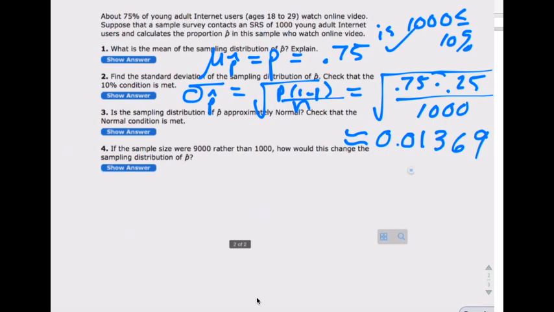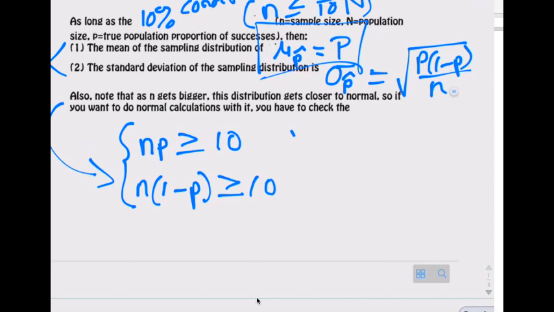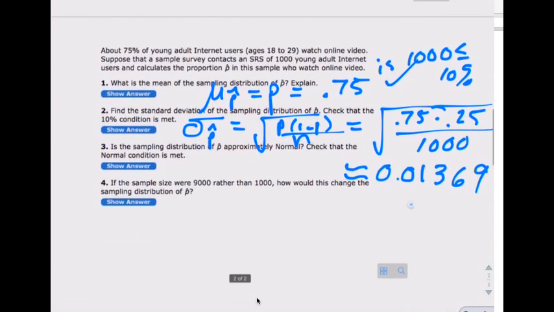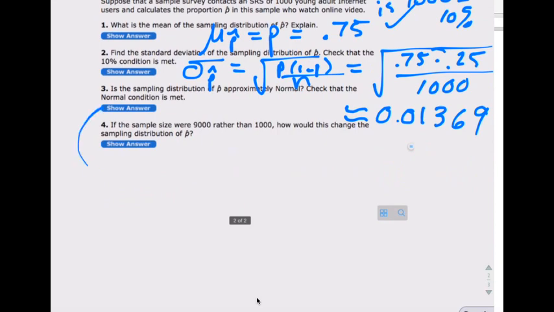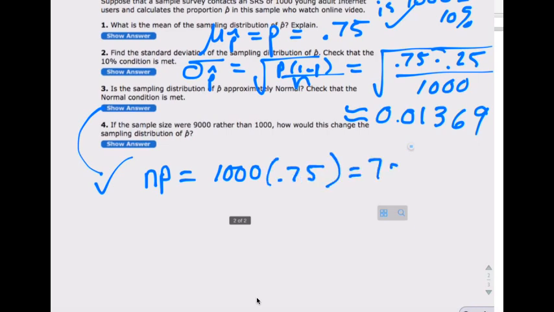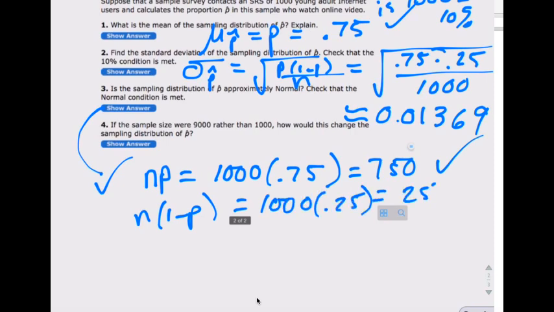Now we got to figure out if the sampling distribution is approximately normal. Now again, remember our normal condition is this: np greater than or equal to 10 and n times 1 minus p is greater than or equal to 10. So for 3, we need to check for normality. So we do n times p, so 1,000 times 0.75, so 750. Is that greater than or equal to 10? Yes. And then we have to do it for a failure as well. 1,000 times 0.25, and that is 250, also greater than 10. We're happy. So we can use a normal distribution to approximate anything that we want to do, any of the data that we want to collect. Okay, so that is checked off.